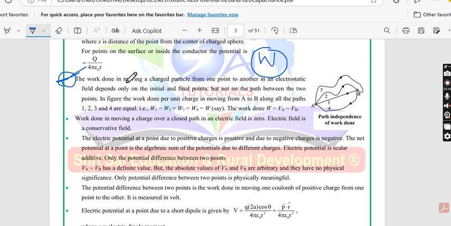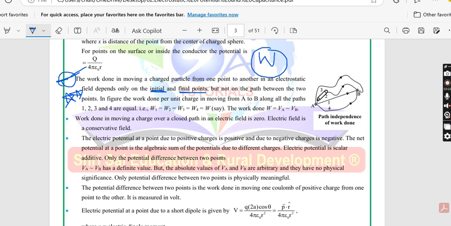The work done in moving a charged particle from one point to another point in an electrostatic field depends only on the initial and final points, but not on the path between the 2 points. This is very important to be noted. Suppose if I consider the 2 points, that is A and B. Observe carefully. Let us consider the 2 points, that is A and B in an electrostatic field.